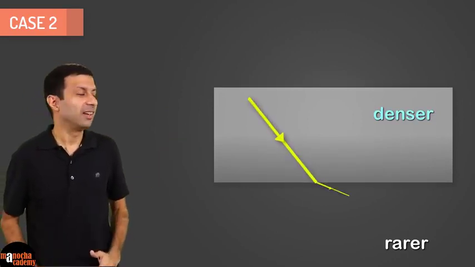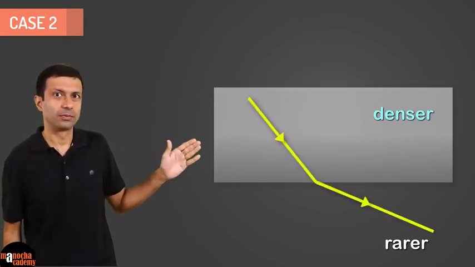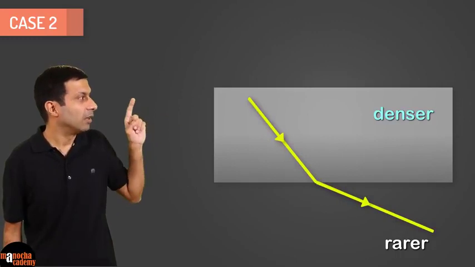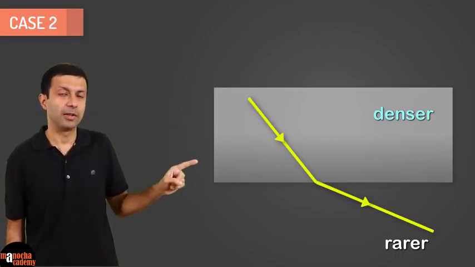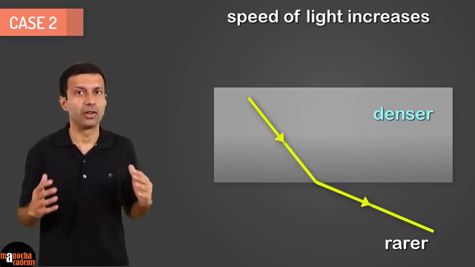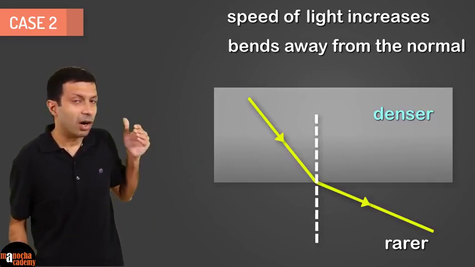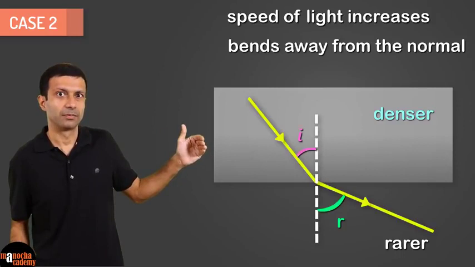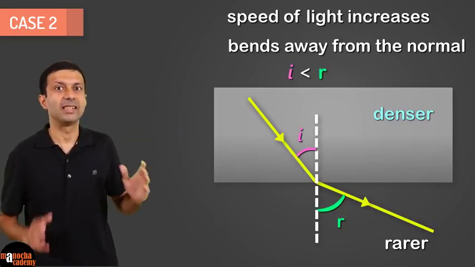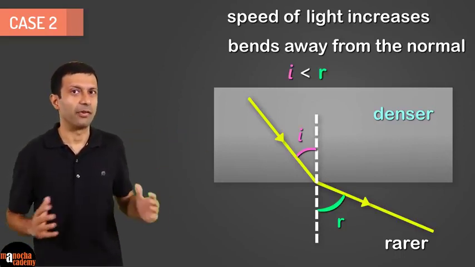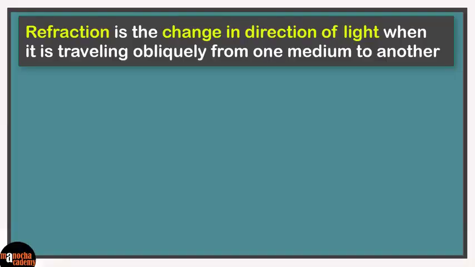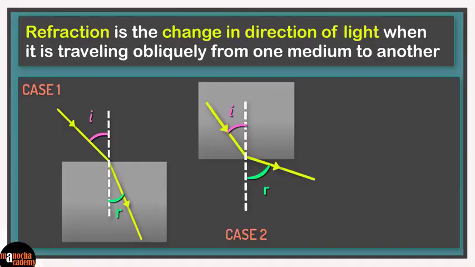So as you can see, this is our case 2. When light travels from a denser to a rarer medium, the speed of light increases. And as you can see, the light bends away from the normal. And the angle of incidence is less than the angle of refraction here. Let's pin these two cases of refraction on our concept board.